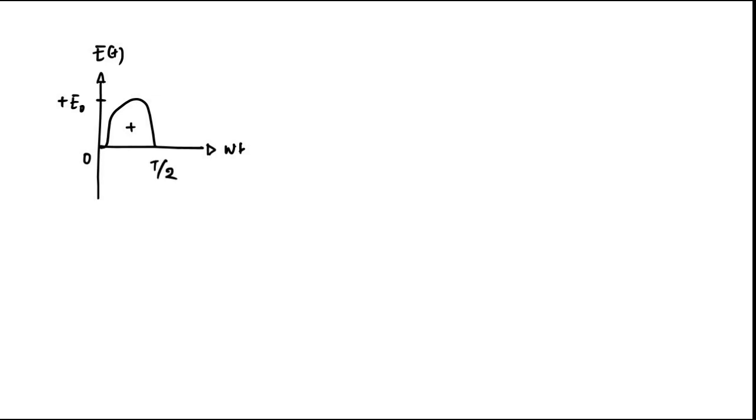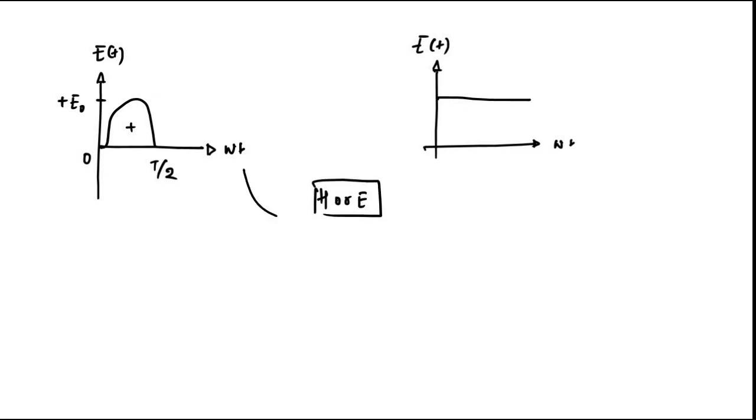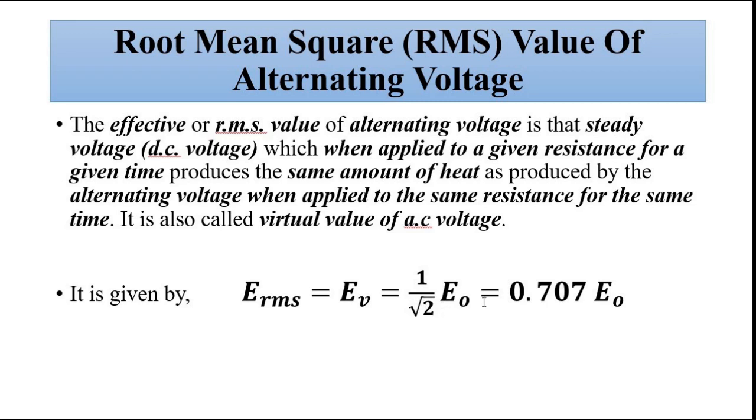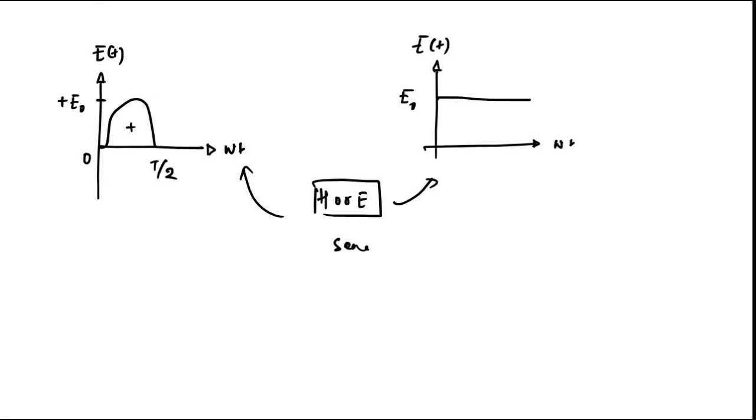So if we want to determine the RMS value, we have to determine a particular value of DC voltage which would send the same amount of heat energy as is sent by this alternating voltage for T by 2 second duration. Heat should be the same. This, in terms of the amplitude of this alternating voltage, is equal to 1 by root 2 E0, or 0.707 E0.